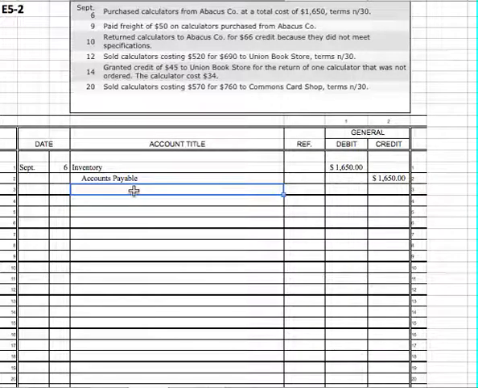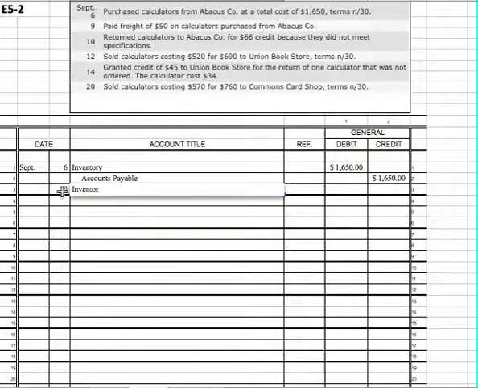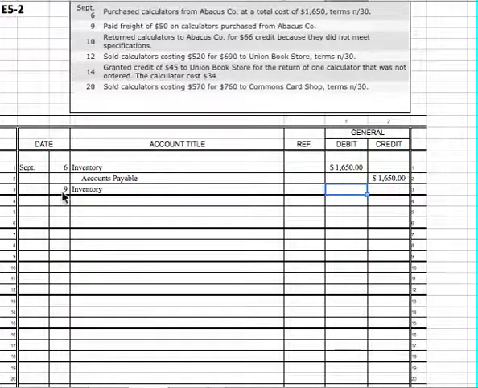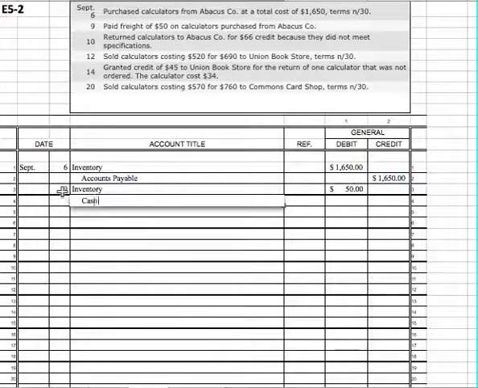On the 9th, paid freight of $50 on calculators purchased from Abacus Company. In this case, remember we talked about that we will charge our inventory for this because we were the buyers. Our inventory will be debited for 50 and cash credit for 50.